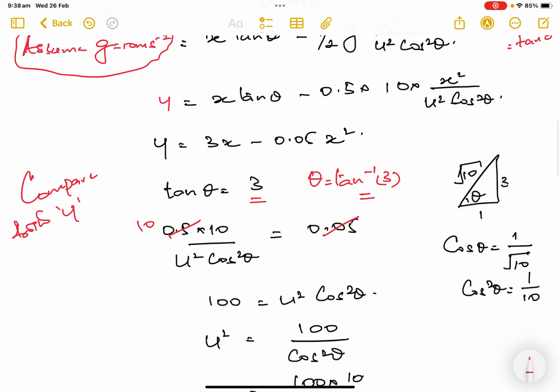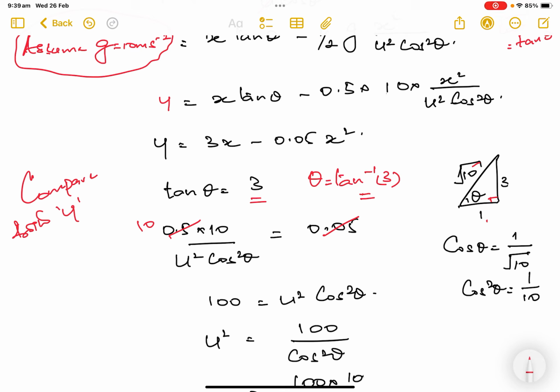I put a little right angle triangle where tan is 3. Tan is opposite over adjacent, so 3 over 1. Using Pythagoras, 3 squared plus 1 squared is 9 plus 1, so the hypotenuse is root 10. From that, we can find cos theta equals 1 over root 10, so cos squared theta equals 1 over 10. Anyway, we'll come to that.